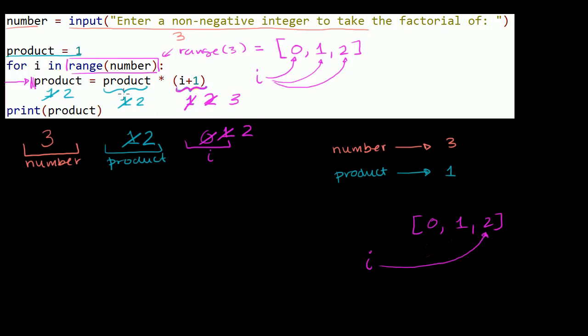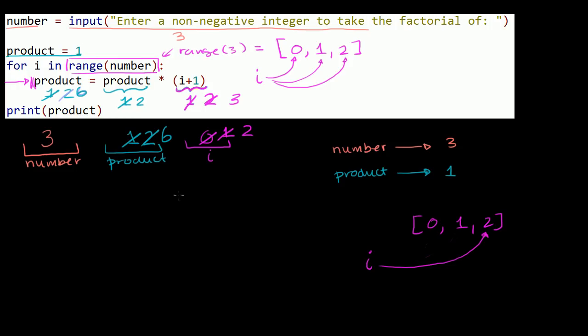So we have product, which is now 2, times i plus 1. i is 2, so i plus 1 is 3. So you have 2 times 3, which is going to be 6. So the new product times i plus 1 is now 6. Let me do that same blue color. This is now going to be 6. And now we try to execute the for loop again.